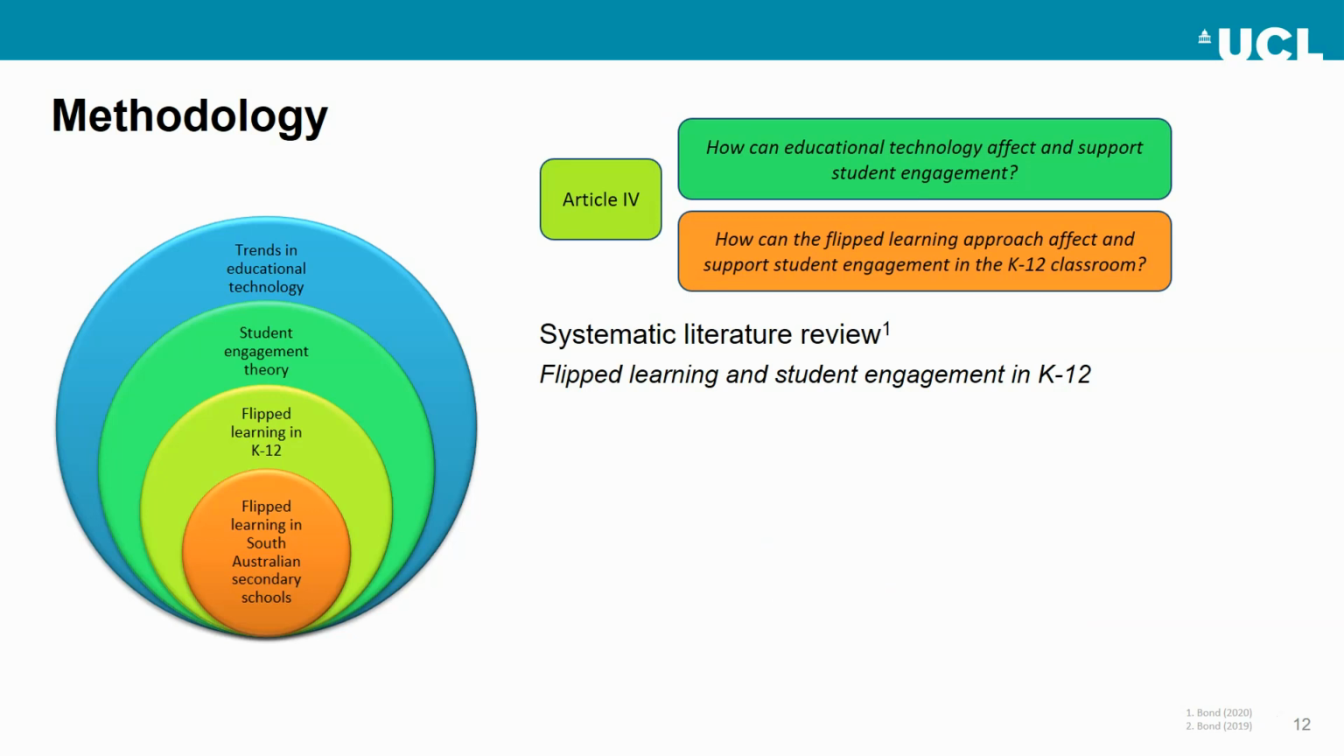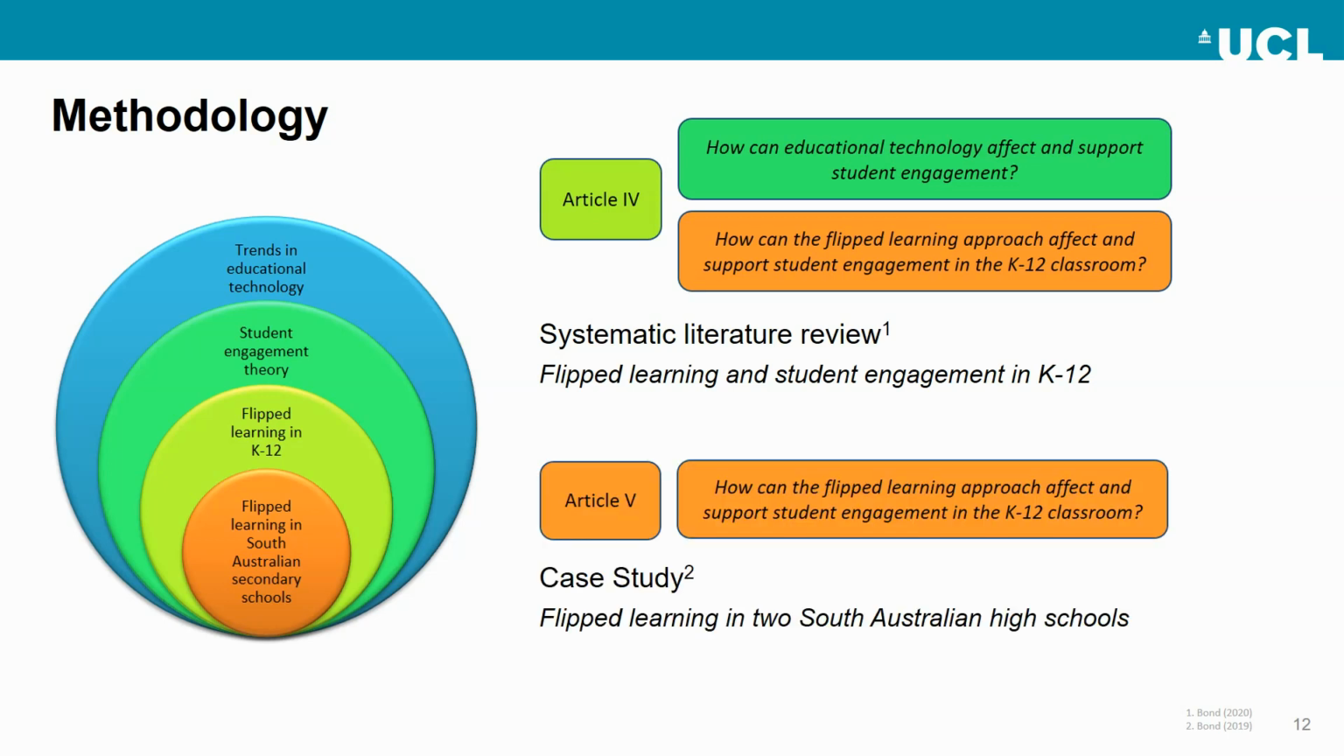Article 4 answered both research questions 2 and 3 and was a systematic literature review of research looking at flipped learning and student engagement in schools. And the 5th article was purely focusing on research question 3 and was a case study looking at the use of flipped learning in 2 South Australian high schools, and the article itself focused predominantly on both student and parent engagement.